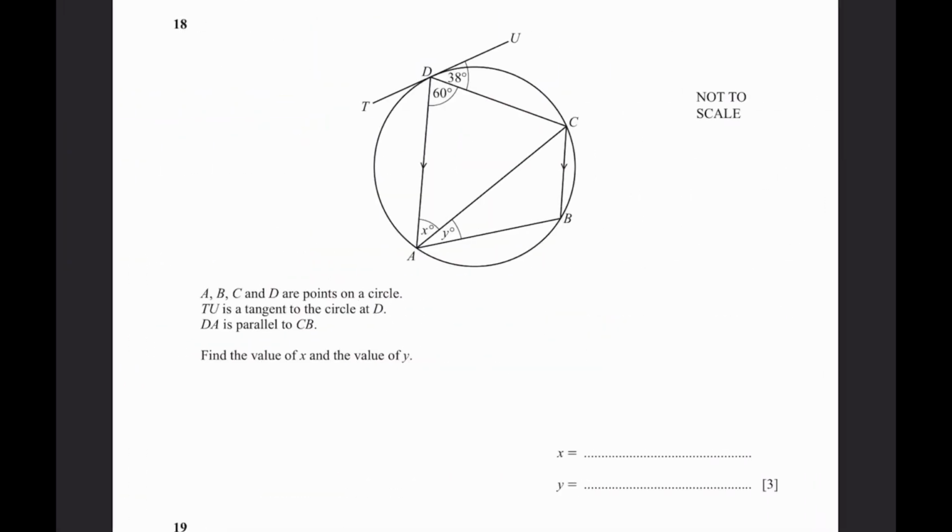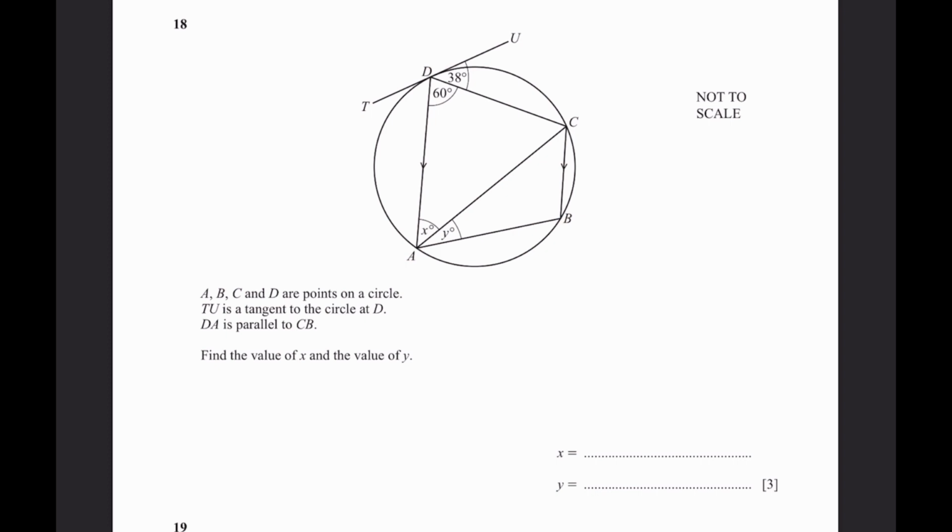Question 18. A, B, C, and D are points on a circle over here. TU is a tangent to the circle at D. DA is parallel to CB. That means these two lines are parallel and this is a tangent at the point here. Find the value of x and y.